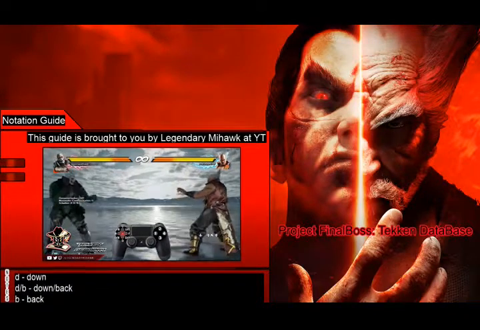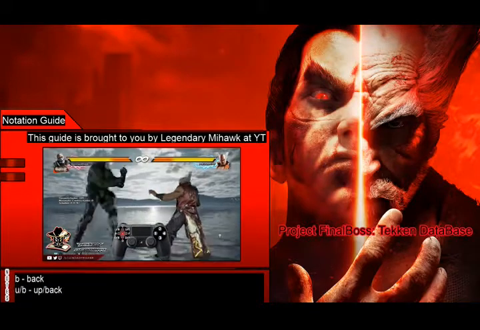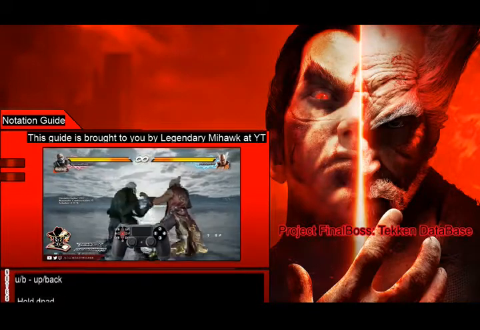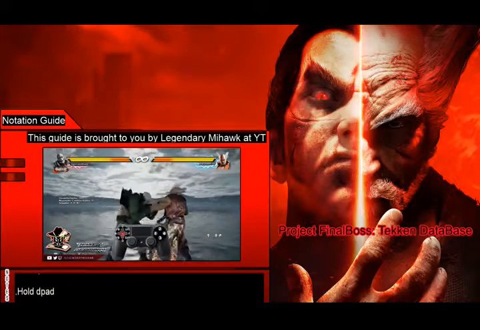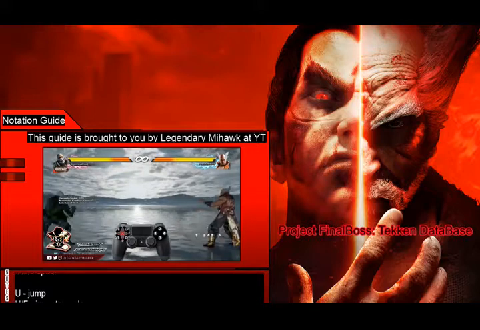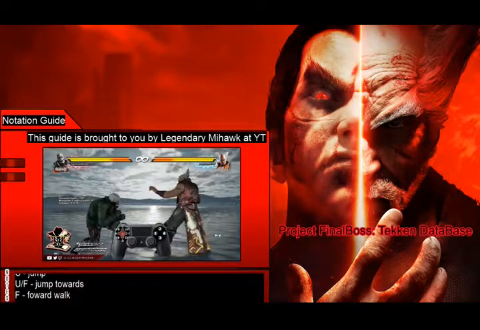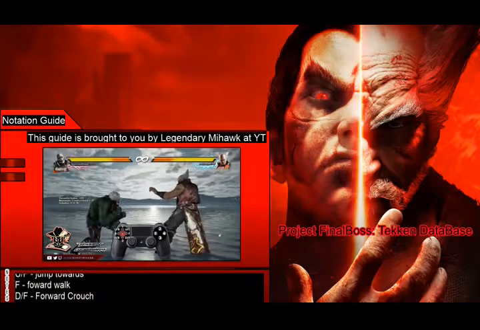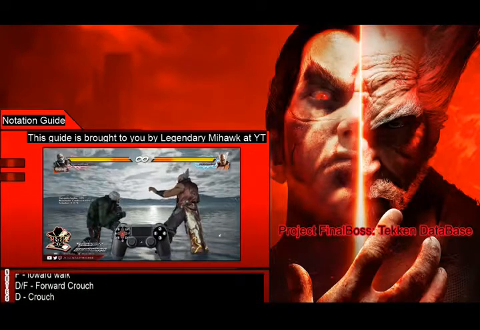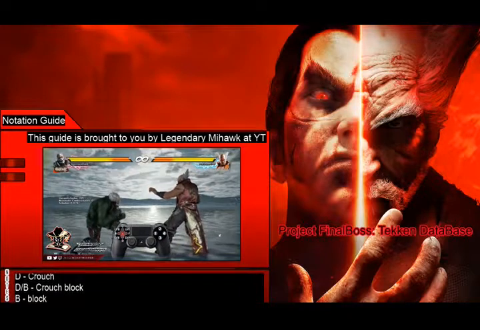If I hold up, I'm jumping, capital U. If I hold up forward, I'm jumping towards Heihachi, so it's capital UF. If I'm jumping backwards, it's pretty much the same, UB. If I'm holding down back, you can see that I'm crouching. It's basically DB in capital letters.